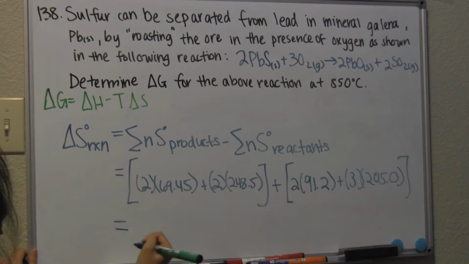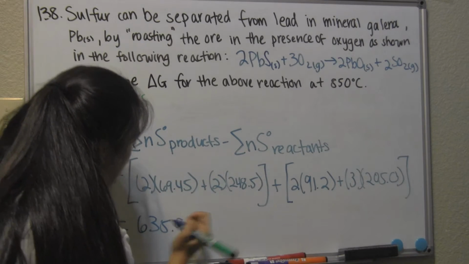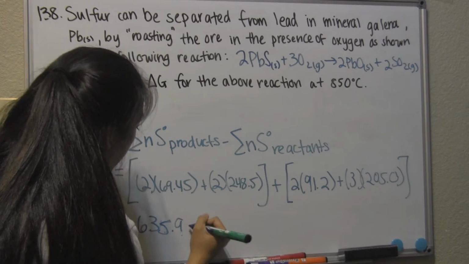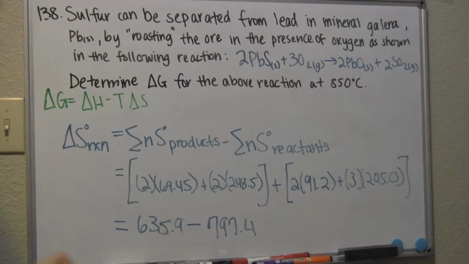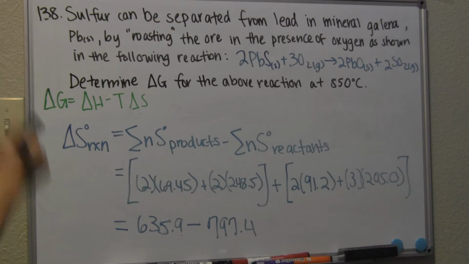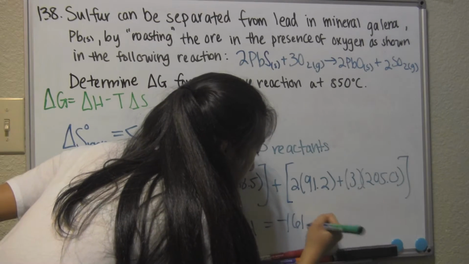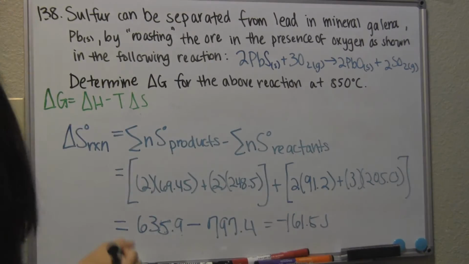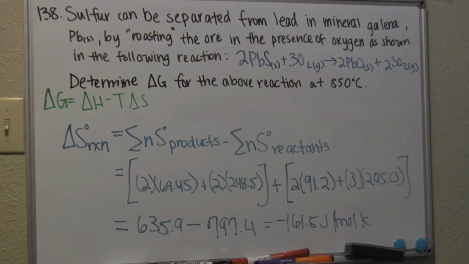So now if you calculate that, you'll get 635.95 minus 797.4, and then you'll get, for your standard entropy of your reaction, negative 161.5 joules per mole Kelvin. So now if you guys want to write that down, that'll be for your standard entropy of reaction, so I can erase it and we could find delta G. Okay?